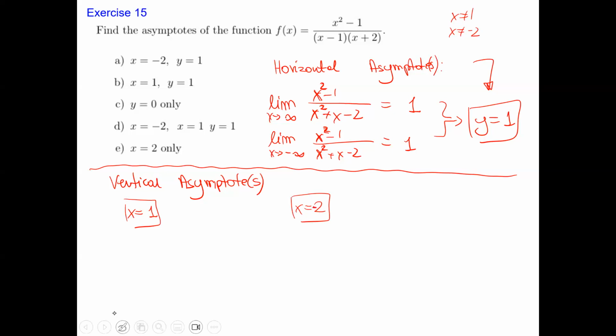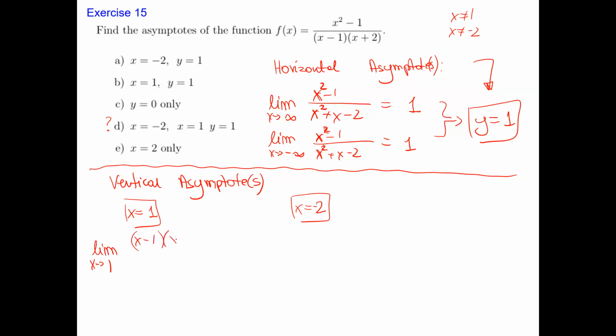-2. We can nicely see the option with -2 and 1, and y equals 1 as a horizontal asymptote. I will be extremely careful, because by definition, for a vertical line to be a vertical asymptote, the one-sided or two-sided limit must be positive or negative infinity. That means we have to compute the limit as x goes to 1 of this function.